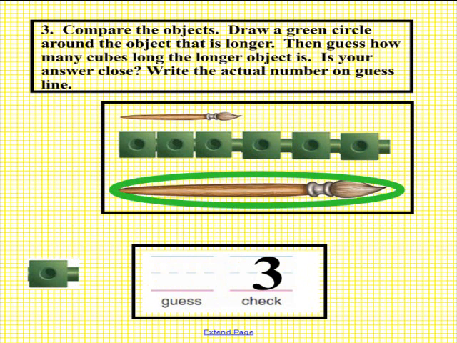Way to go. If you would please, have another student come up to the smartboard. And while they're doing that, can you please pick up the eraser and erase your answer here and your answer here. Thank you.